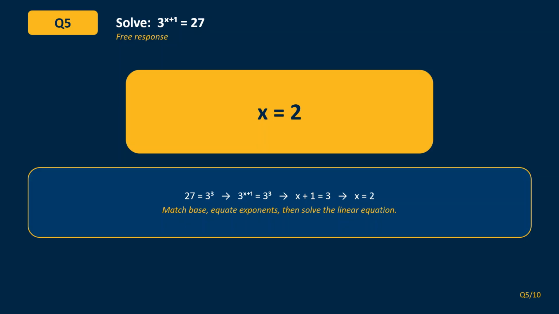A common error is to perform arithmetic on the original numbers rather than operating in exponent space. For instance, computing 27 minus 1 equals 26 and treating that as the answer confuses the base level arithmetic with the exponent level algebra. The rewrite must occur in the exponents, not in the base values.